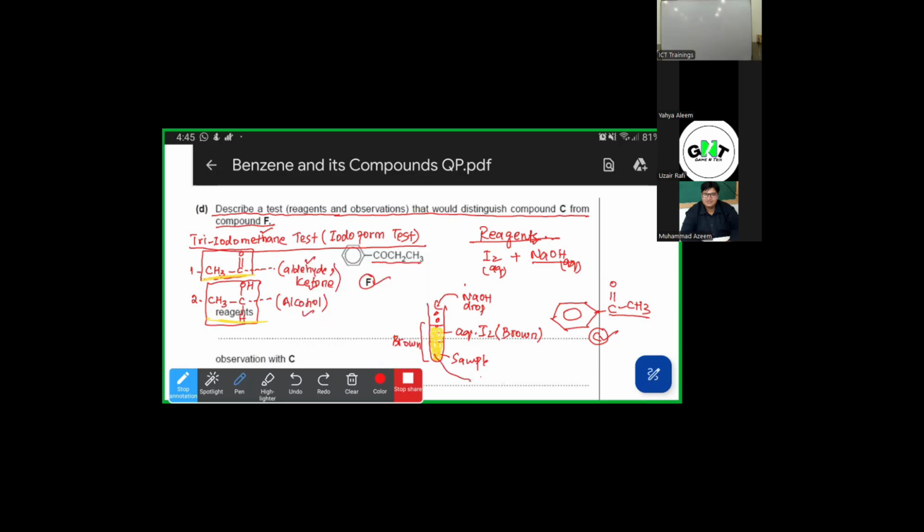Okay, so this yellow precipitate, my dear, is triiodomethane. These are called triiodomethane. And when they are formed, if you look up here, this one contains this group, partner. This group is present. So on C, this test could be employed, whereas on F, CO is attached with CH2, not with CH3. CO is attached with CH3 up here, but here CO is attached with CH2. So the triiodomethane test could not be employed for compound F. Did you get it now?